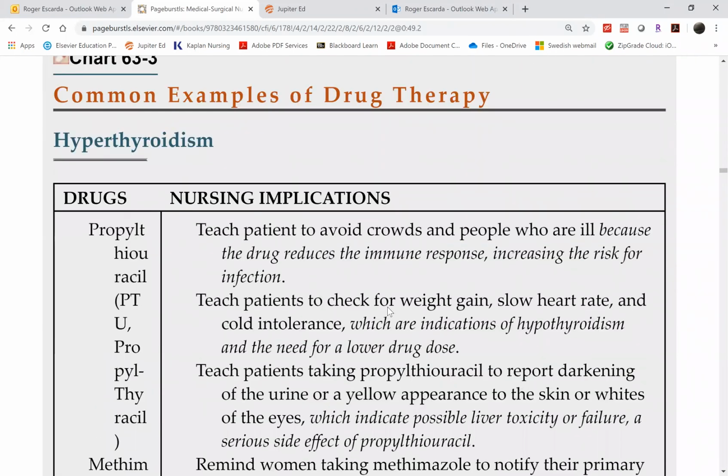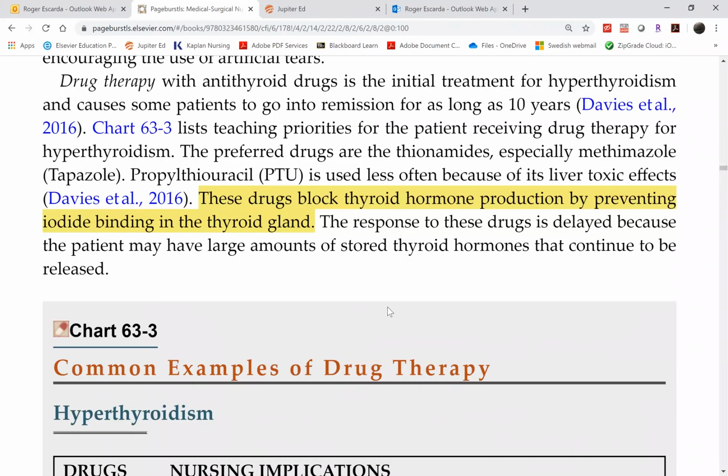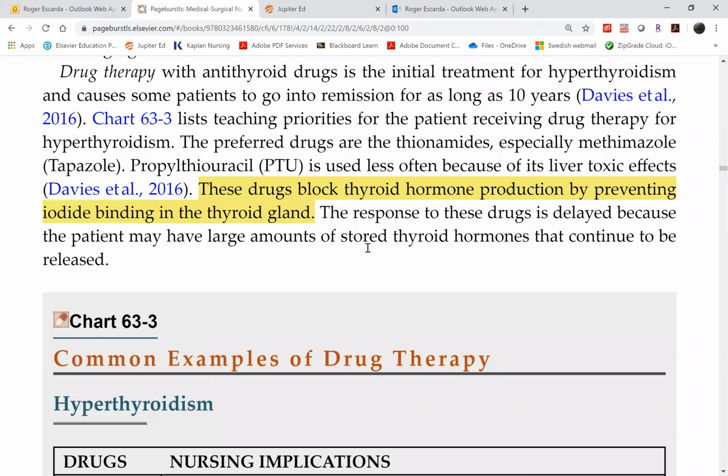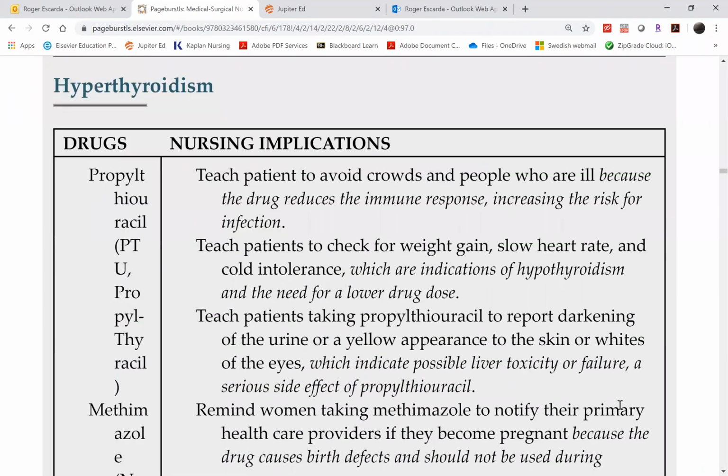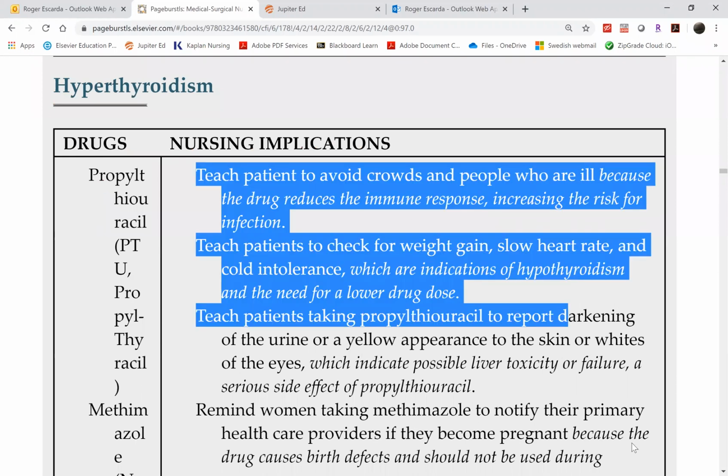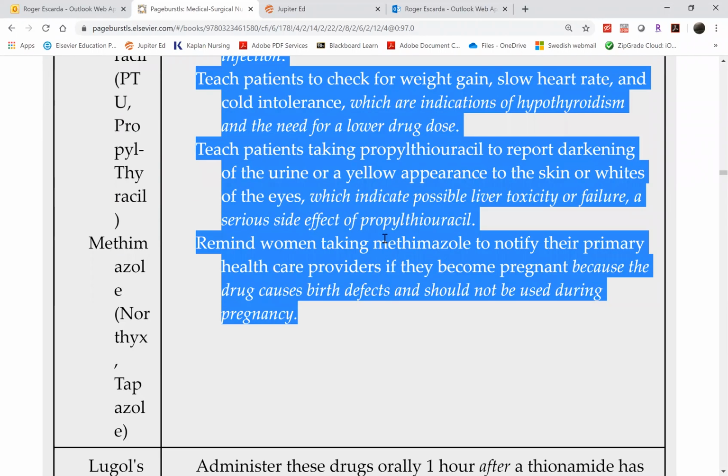So two methods. Okay, you should have a backup. PTU has its own problems too. It causes liver toxicity. So this is a drug chart. The testable part is always the second column for nursing implications, right? Have fun with that.